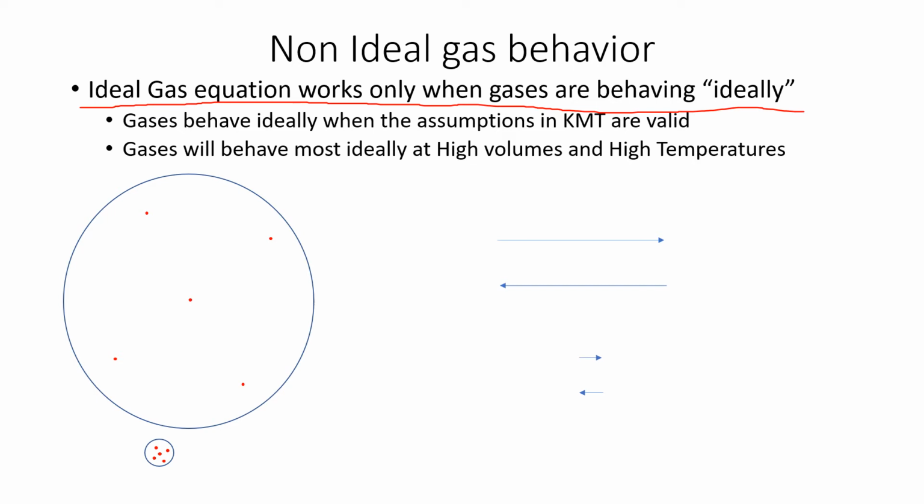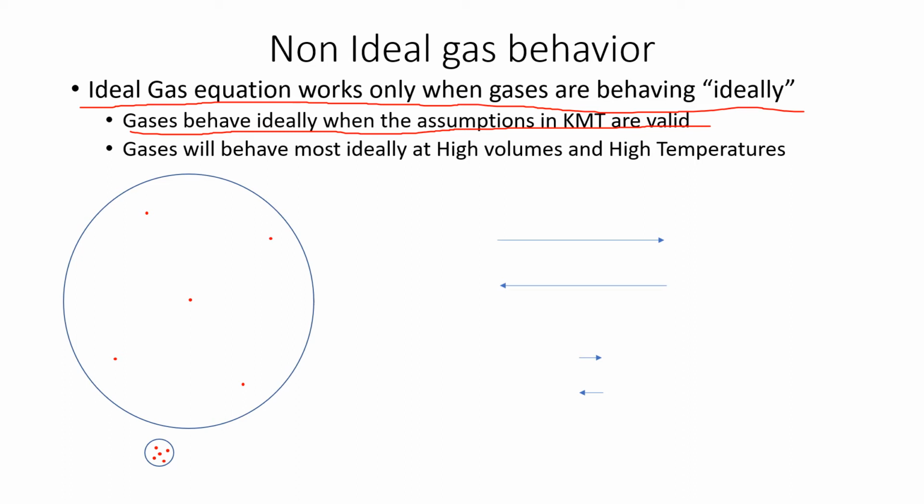Well, gases behave ideally when the assumptions that we made in kinetic molecular theory are valid. If those assumptions are not valid, then that gas isn't behaving ideally. So let's go through some of those things we assumed in kinetic molecular theory. We assumed the size of the particles didn't matter. We assumed that we had elastic collisions. We assumed that attractive forces did not matter, that they're so weak we could ignore them. We assume kinetic energy is directly related to the temperature.